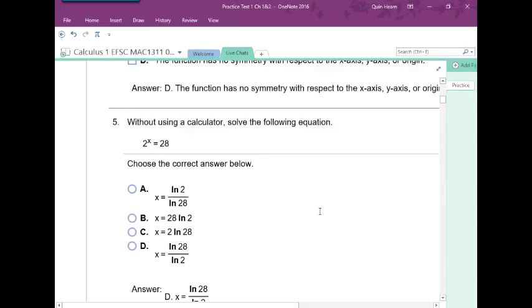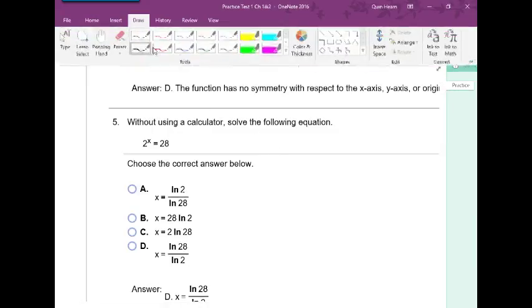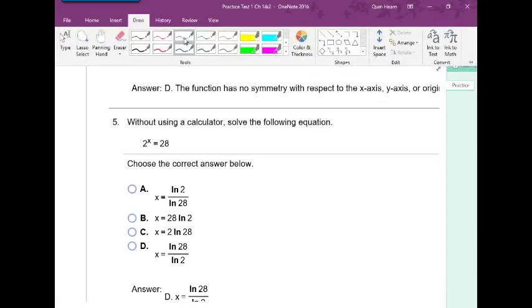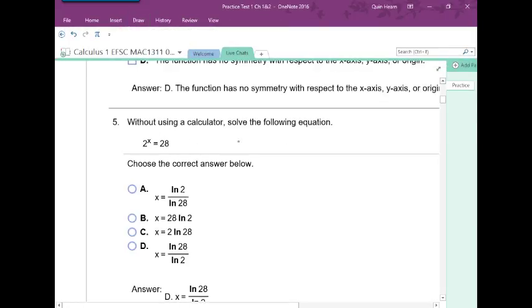Okay, solving exponential equations using logarithms is a skill folks often forget from pre-calculus. So let's go over item number 5 now. So there are basically 2 approaches to solving exponential equations. One, we can rewrite both sides as a power of the same base. But unfortunately, the number 28 is not a power of 2, right?